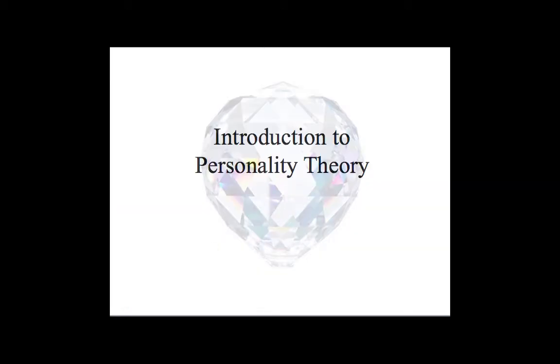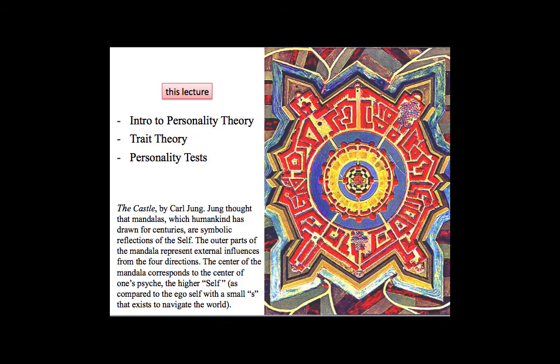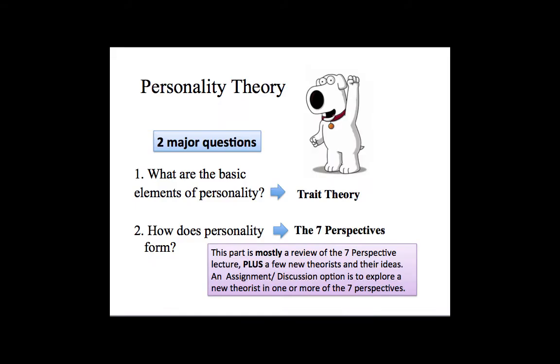So, introduction to personality theory with our prism. Here's one of my favorite personalities. 2 major questions answered by personality theory. What are the basic elements of personality? And that's predominantly dominated by trait theory. And then how does personality form? And what are the components of personality? What are the essential constructs of personality, like when we think about Jung's mandala, or Freud's id, ego, and superego? That's the 7 perspectives. And the 7 perspectives, as I already mentioned, is mostly a review, plus we add a few new theorists.